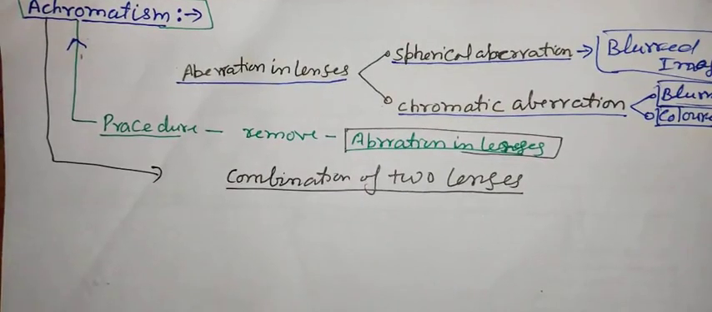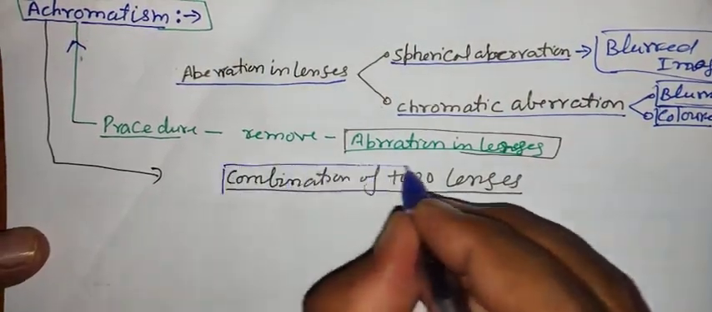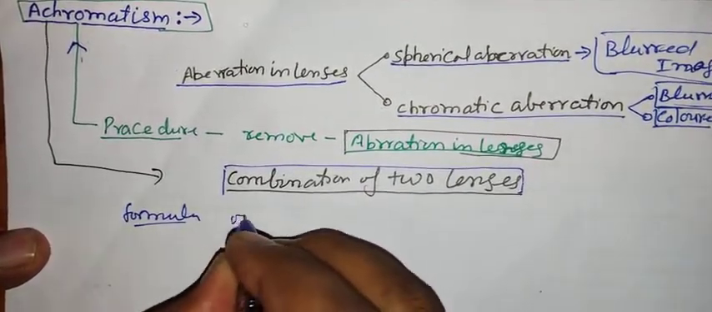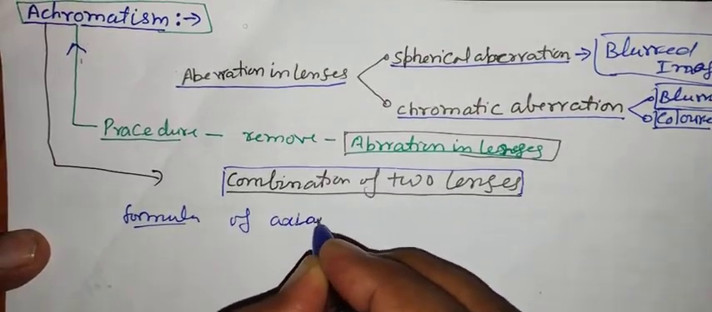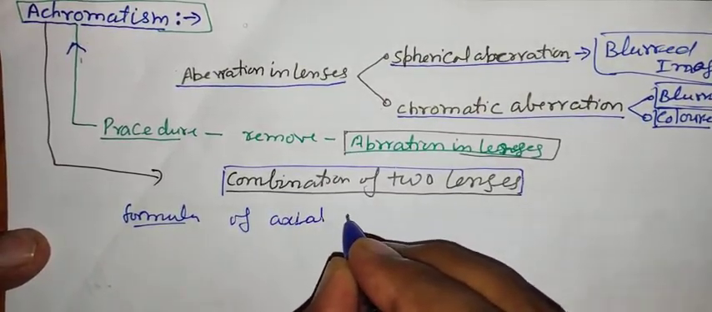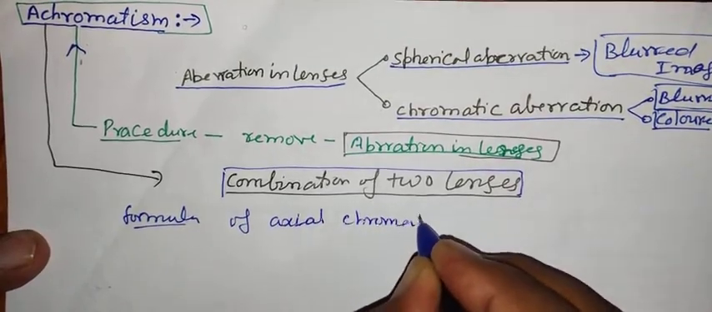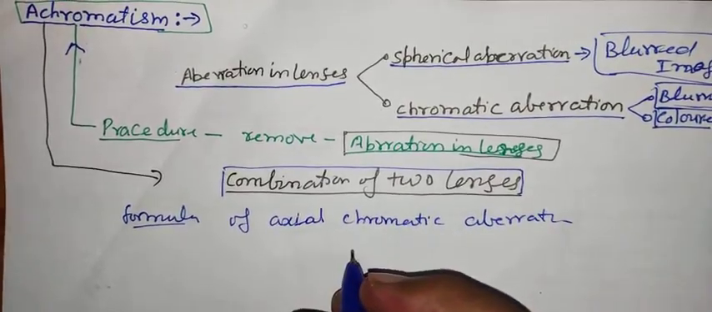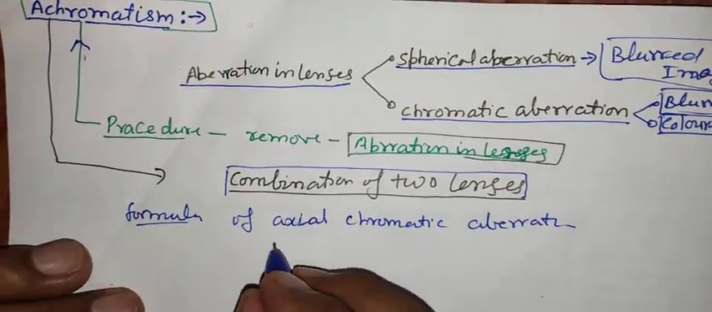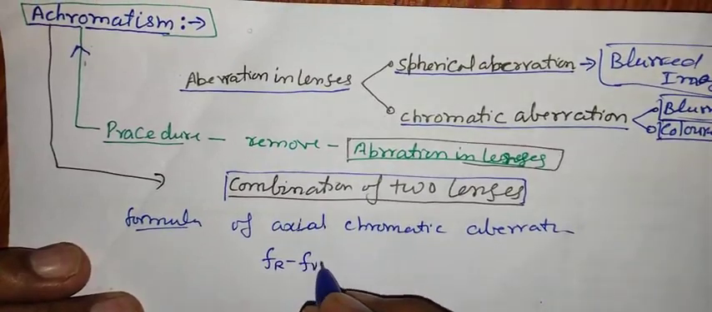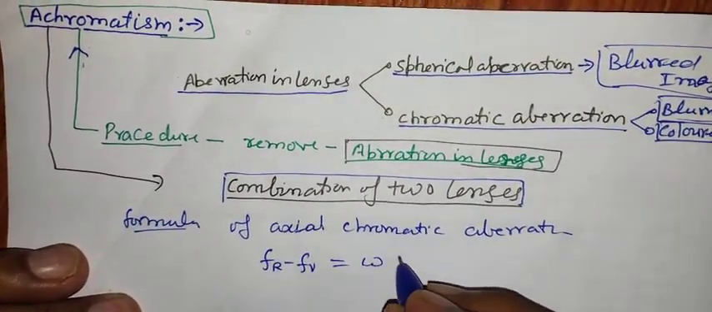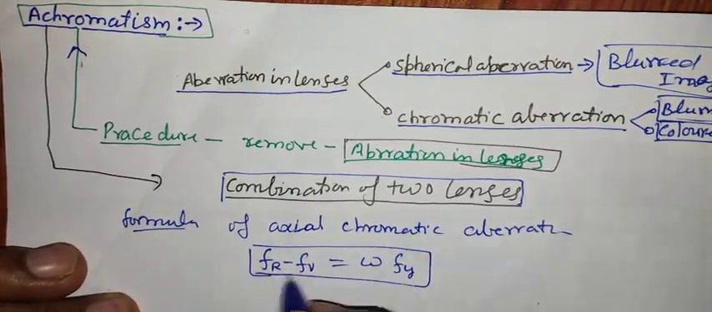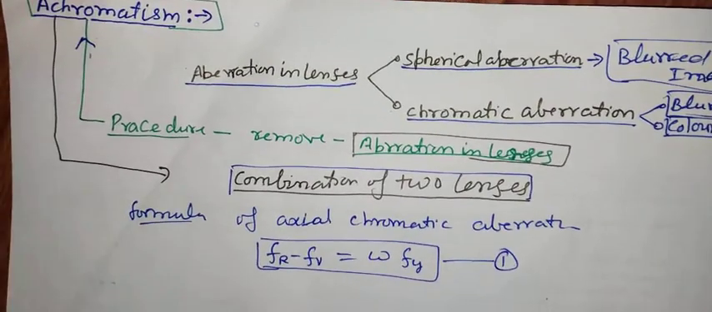Before seeing the combination of lenses, let us see the formula for axial chromatic aberration. Axial chromatic aberration is given by the formula Fr minus Fb is equal to omega Fy. It is represented by equation number 1.